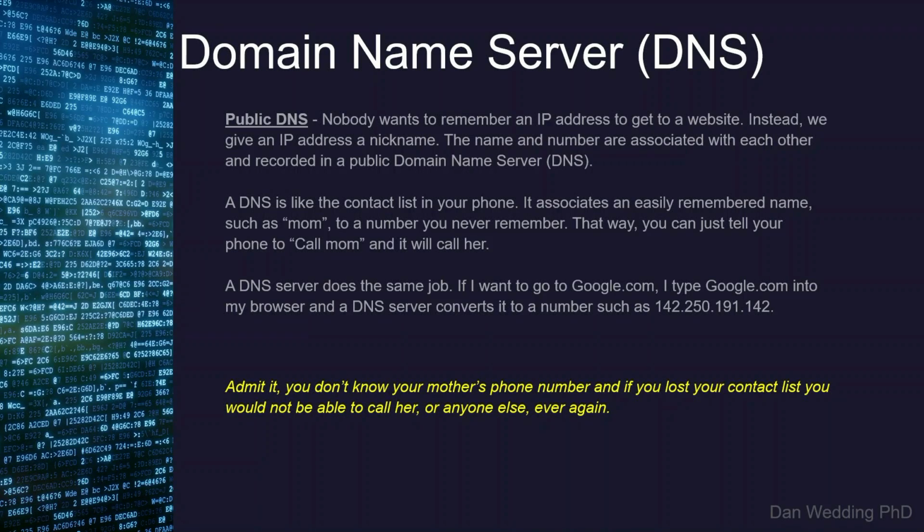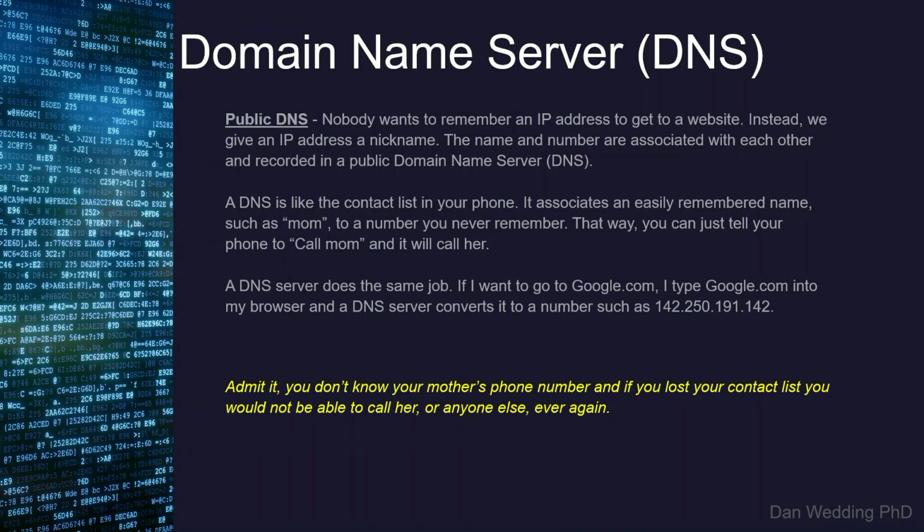A DNS server does the same job. If I want to go to google.com, I type google.com into my browser, and a DNS server converts it to a number such as 142.250.191.142. Admit it, you don't know your mother's phone number, and if you lost your contact list, you would not be able to call her or anyone else ever again.